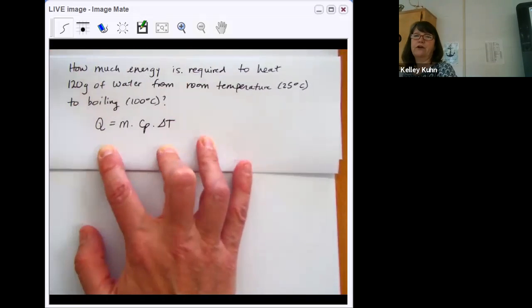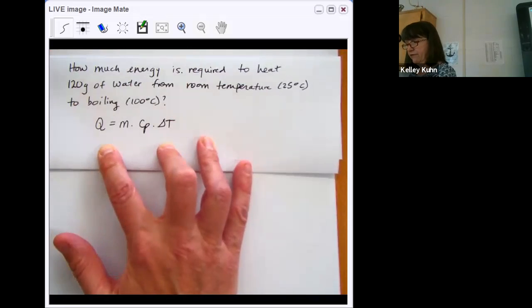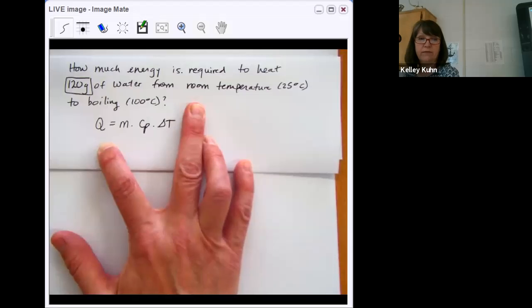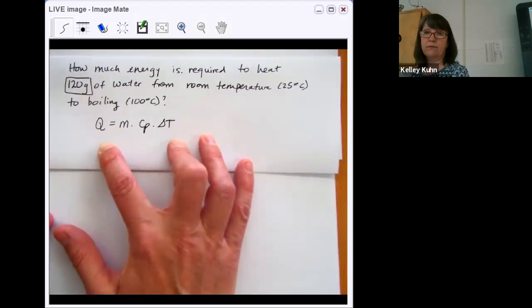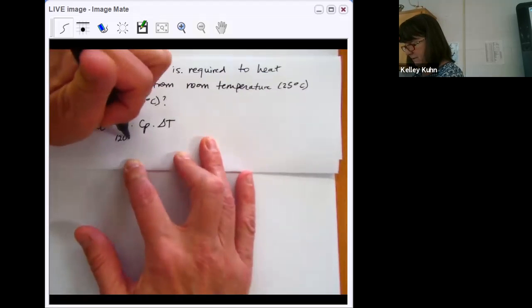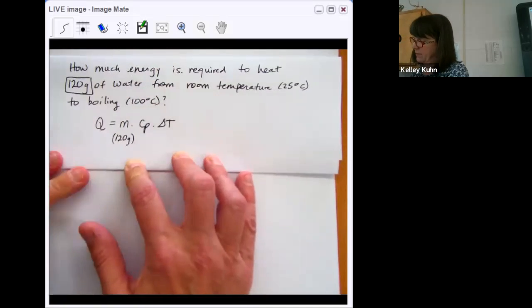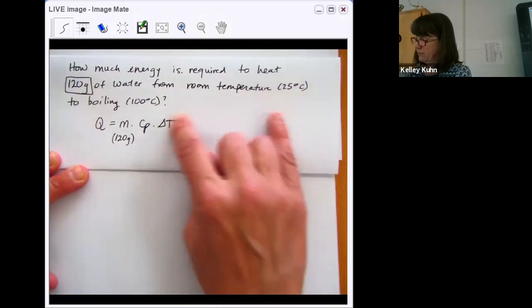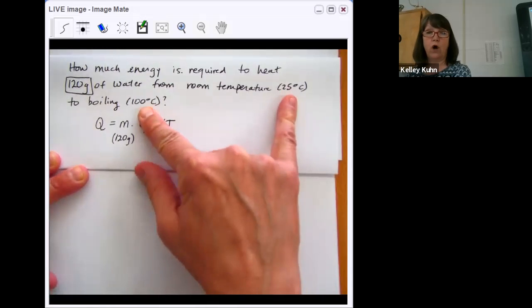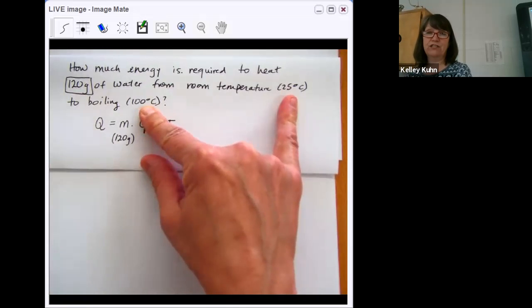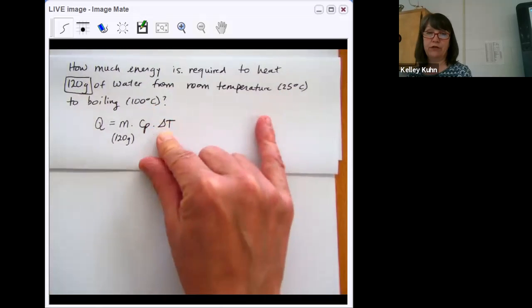And then you look for your numbers and your units. So the very first number I come to is 120 grams. Remember that we said grams will go into the M variable. So I'm going to put the 120 grams here. The second number I come to is a temperature, 25 degrees Celsius. And according to my problem, my water is going from 25 degrees Celsius to 100 degrees Celsius. So what is the difference in those temperatures? That's what we want to put in delta T.